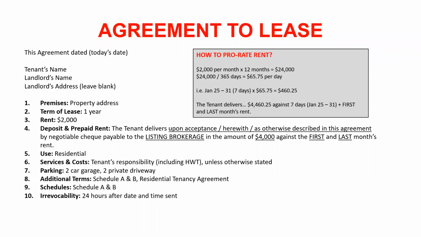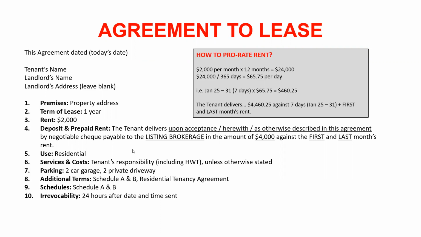So in this case, you would say now the tenant is going to deliver $4,460.25 against 7 days plus first and then last month's rent. So there is enough room for you to put that in there in the form. So just explain what it is that they're providing and why.